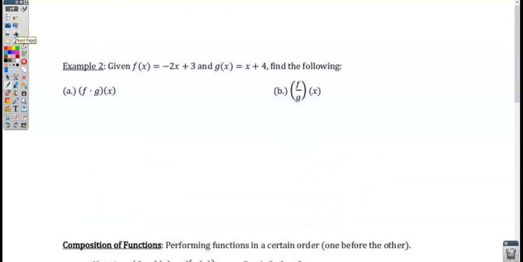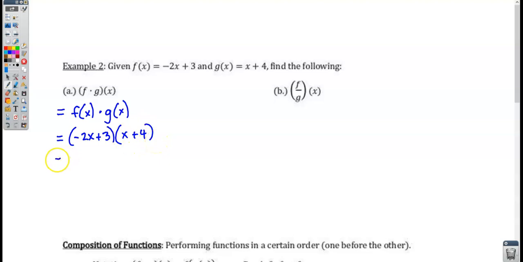Example 2. Given that f of x is equal to negative 2x plus 3 and g of x is equal to x plus 4, we're going to find the following. All right, first of all, f times g of x. Based off our rule, that's going to be f of x times g of x. And now I substitute the functions in, negative 2x plus 3 times x plus 4. And now we're going to multiply this out.